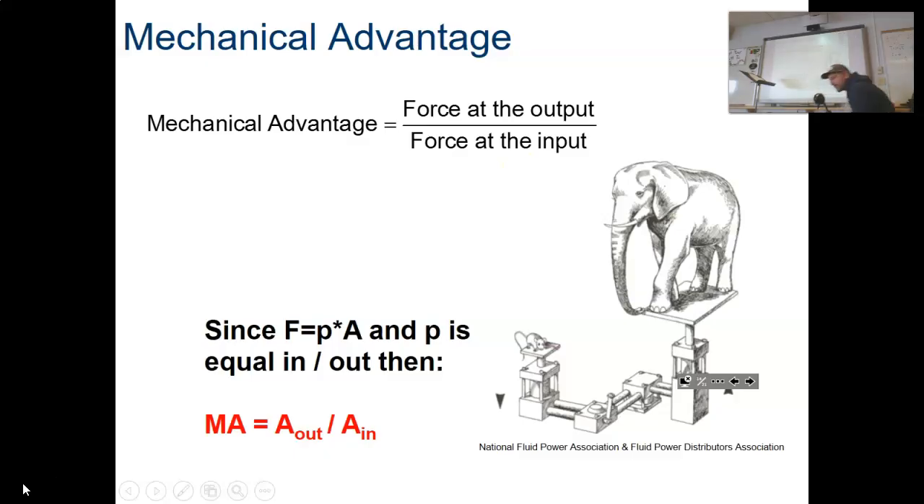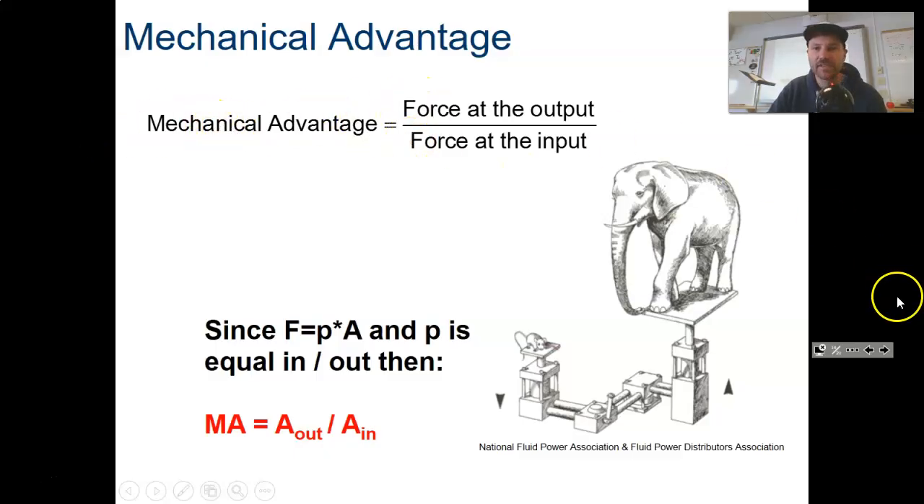Mechanical advantage. We talked about mechanical advantage in our first unit, and that's the force you're getting out divided by the force you're putting in. So force out divided by force in. AMA equals FR over FE: force of resistance divided by force exerted.